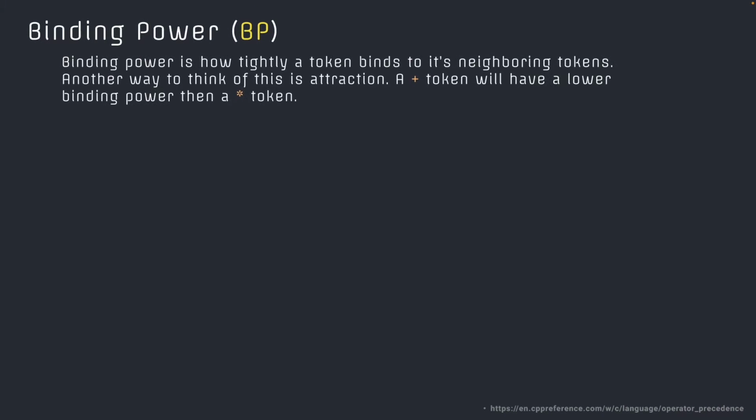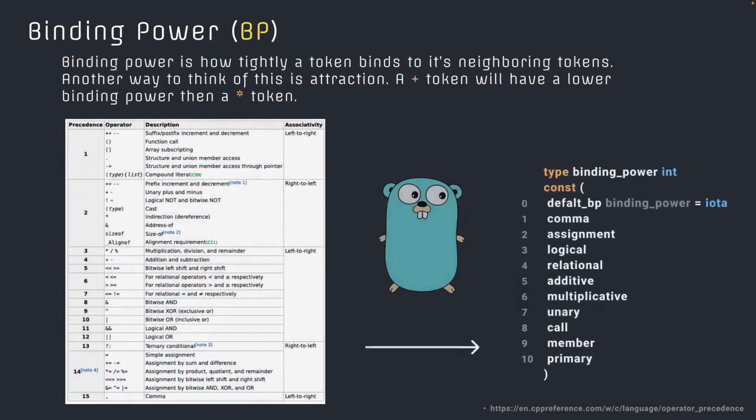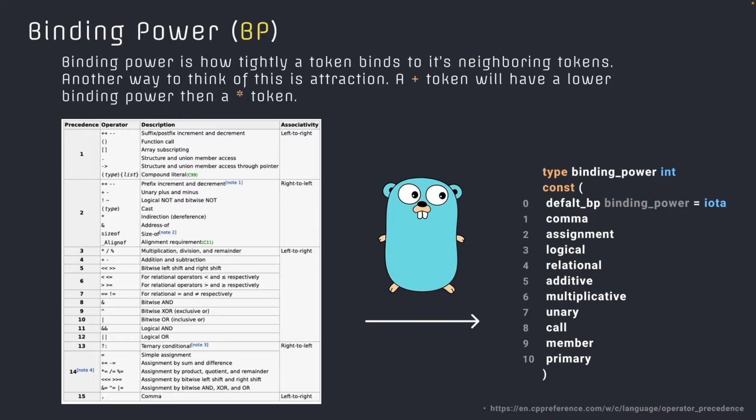A binding power is simply how tightly a token binds to the things around it. So a plus token will have a lower binding power than a multiplication token. This is similar to precedence, but you can think of a higher precedence as a lower binding power, a lower precedence as a higher binding power. If you compare the table to the Go code on the right here, you can see that it's inverted. The highest precedence items actually have the lowest binding powers.